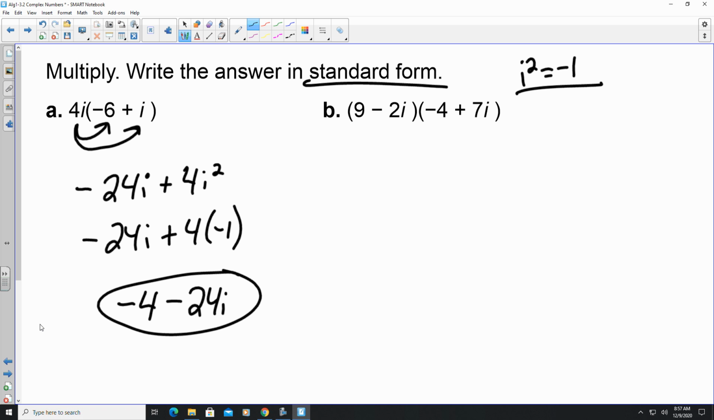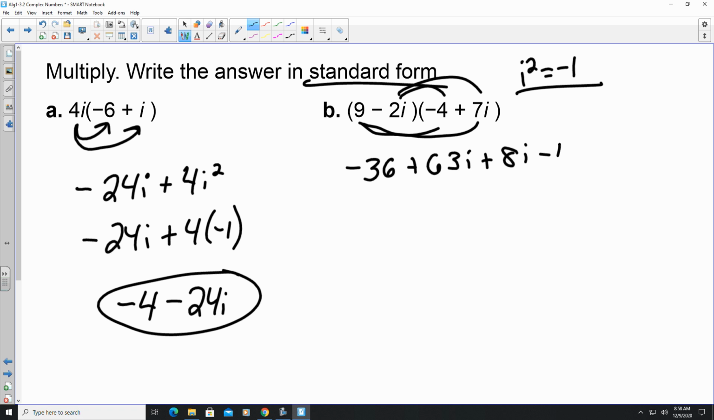Looking at B, what we have is essentially two binomials, so you're going to FOIL it. So 9 times negative 4 is negative 36. 9 times 7i is plus 63i. Negative 2i times negative 4, so that's positive 8i. And then finally over here, I get a negative 14i squared.